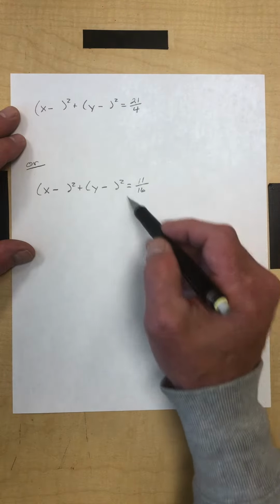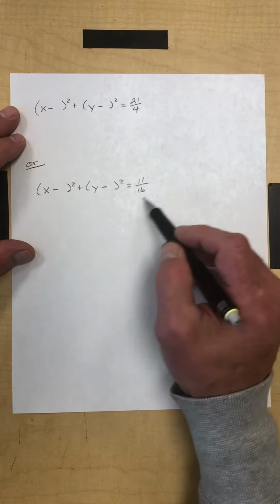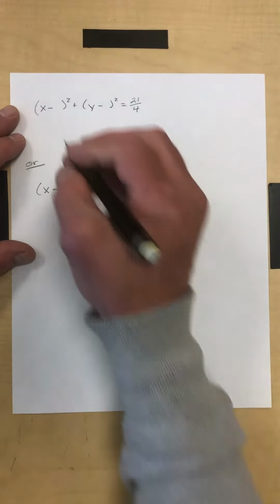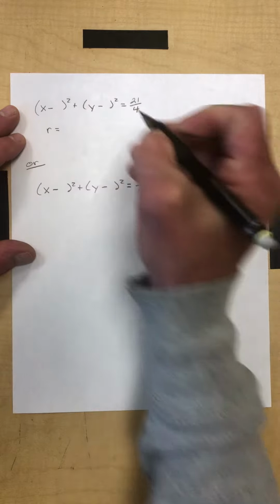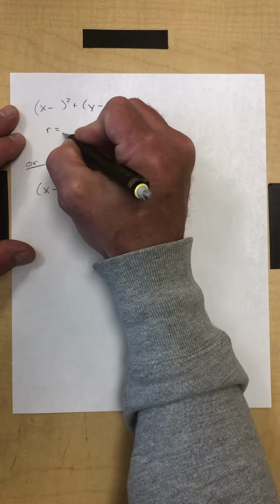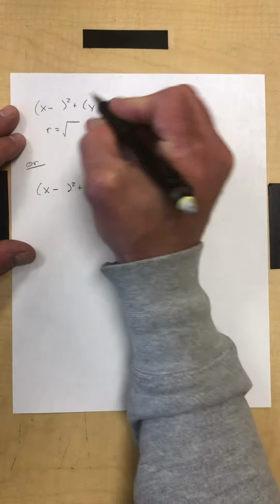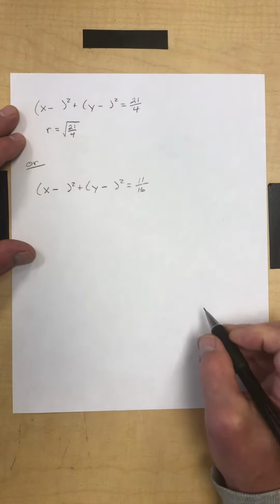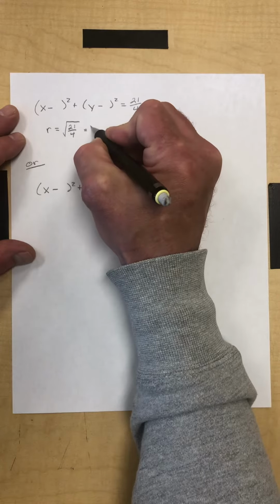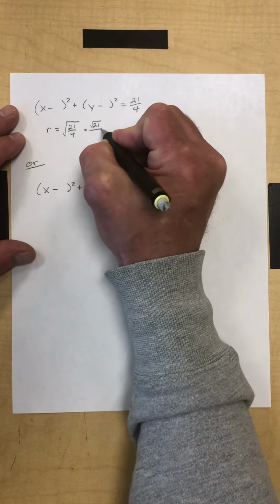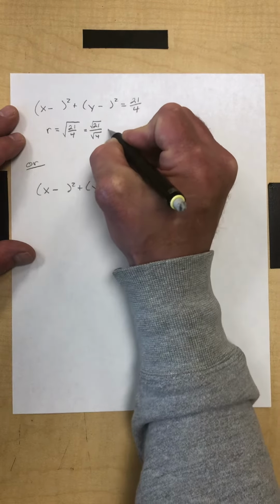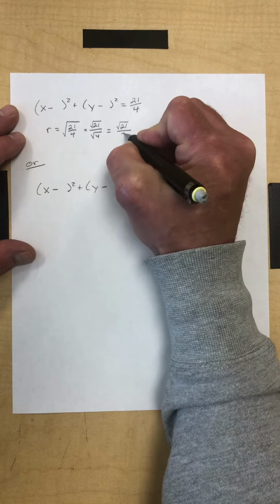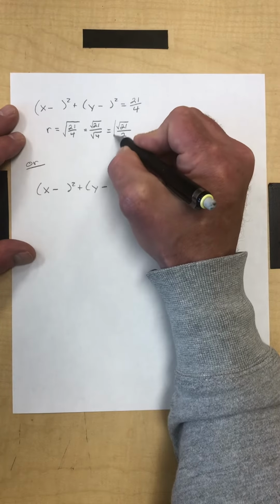We had some examples where this constant over here on the right hand side, when you get it in standard form, is a fraction. When we do our radius, we take the square root of that. This is where I'm getting some people to make mistakes. Remember, that would be the square root of 21 over the square root of 4. So that would give us radical 21 over 2. This is what it would be.